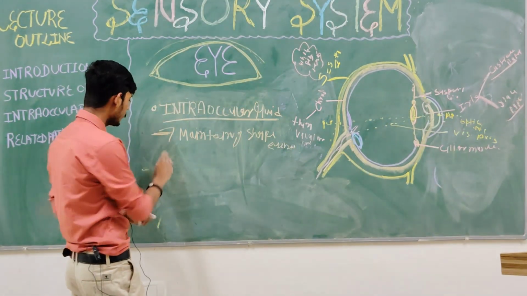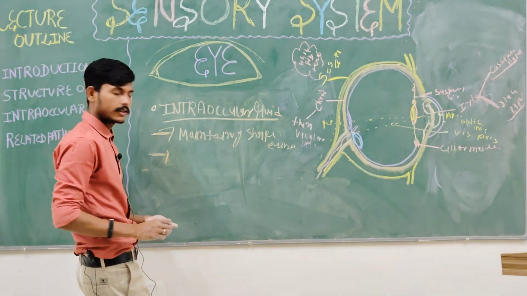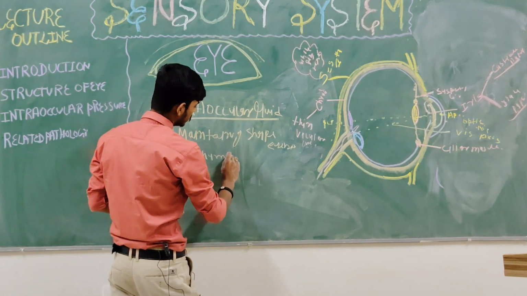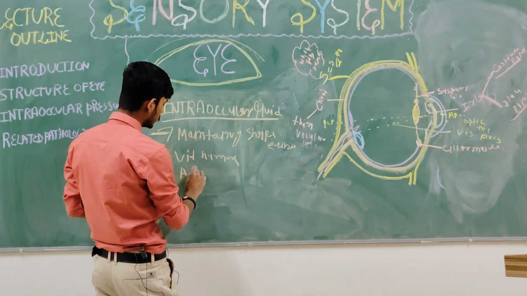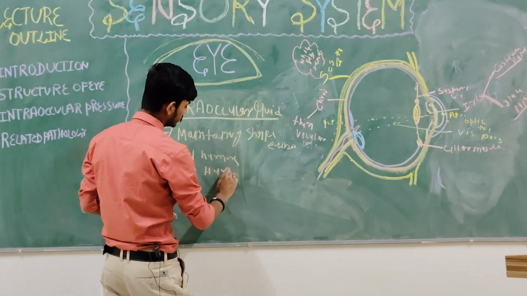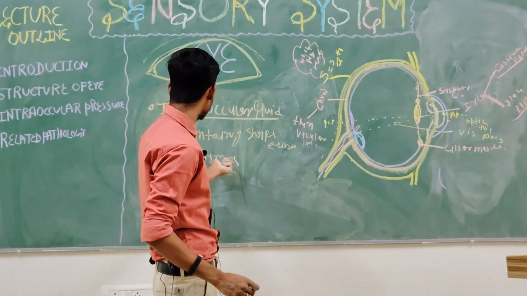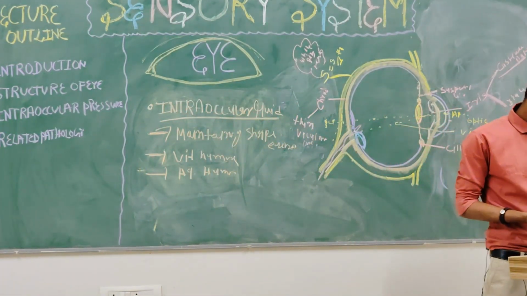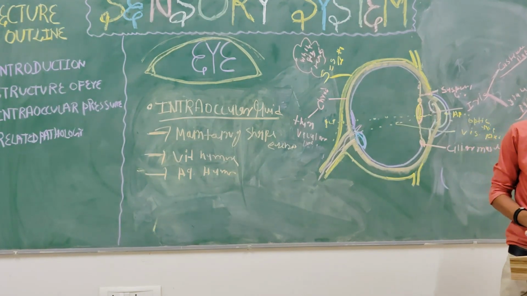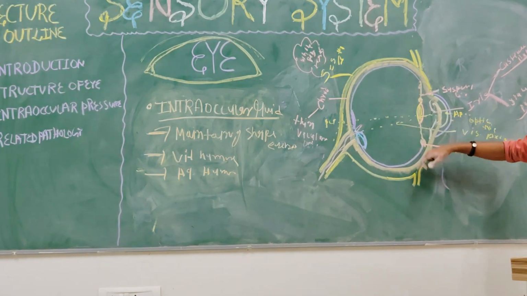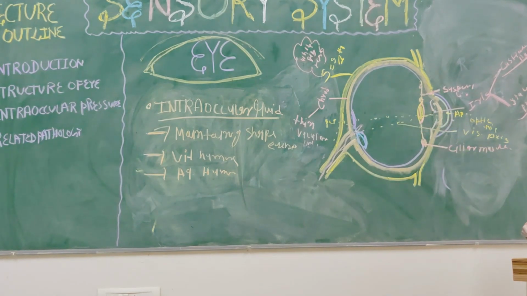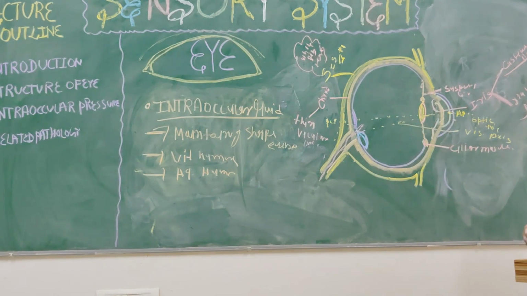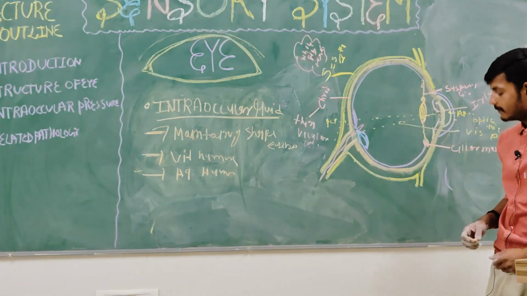Now there are two types of fluid: vitreous humor and aqueous humor. The vitreous humor is present behind the lens, in this area, and it mainly consists of albumin and hyaluronic acid. It is exchanged by diffusion.